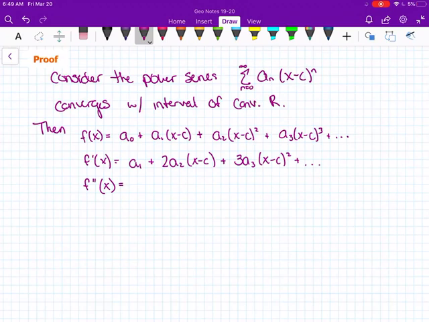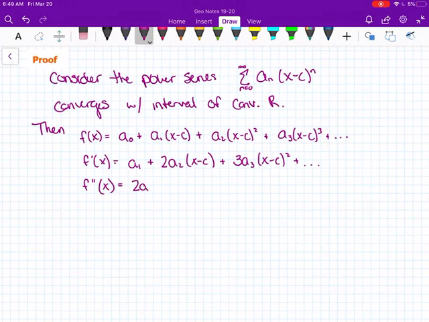Second derivative, now the a sub 1 goes away, and I get 2 a sub 2 plus, I'm going to bring down that exponent of 2, and I get 2 times 3 a sub 3 times x minus c. And then my next one would be a 3 times 4, and then I would have an x minus c squared, and the pattern would continue.